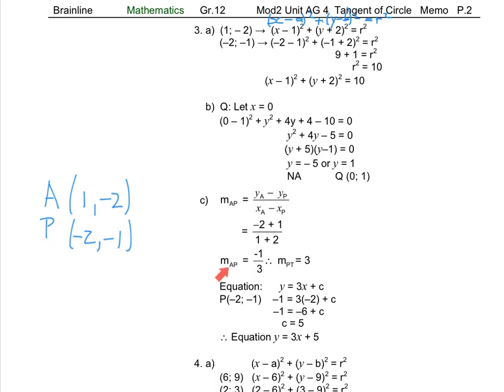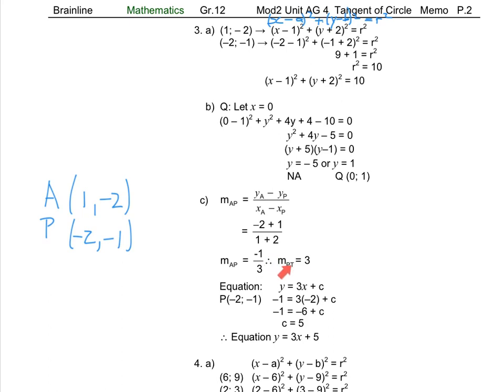We know that the radius is perpendicular to the tangent, and therefore when I multiply their gradients, it must equal minus 1. So the short method is to take the gradient of the radius and use the opposite sign. So instead of a minus, I now use a plus, and then I flip my fraction. The 3 goes to the top and the 1 goes to the bottom, and 3 over 1 is just 3.